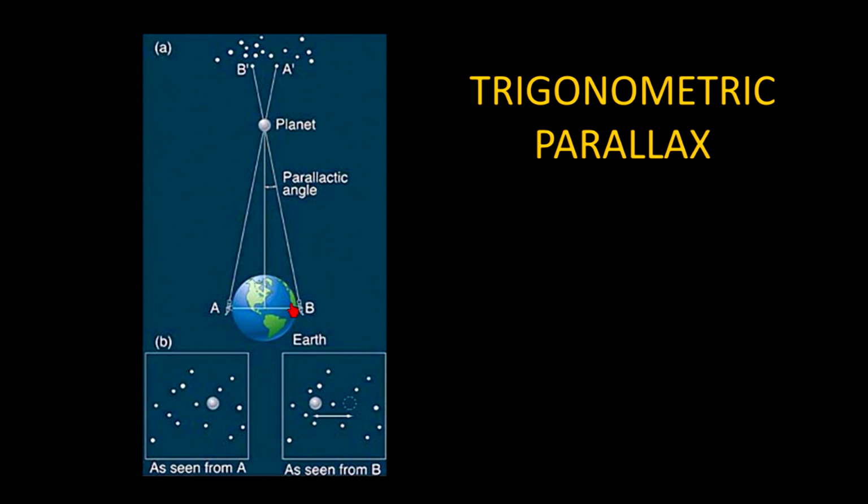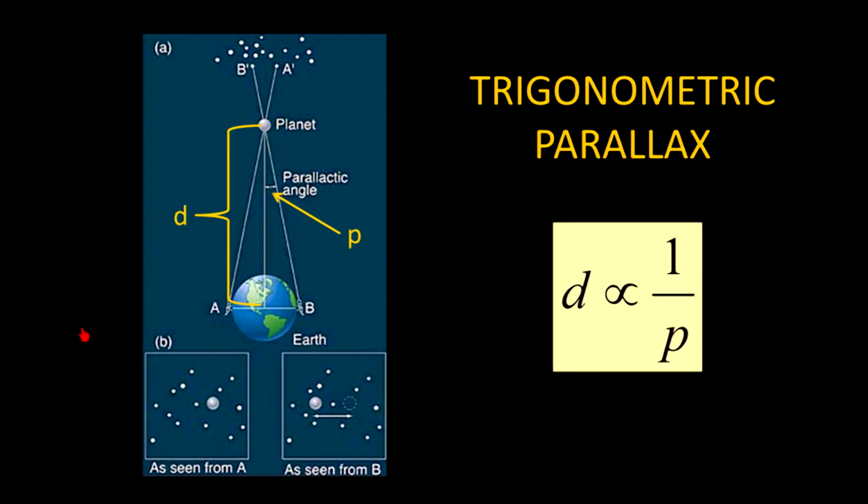Well, notice the triangle. So what we end up getting is the appearance of this planet shifting back and forth against the background stars, and it's all dependent upon our distance. So what I'm going to do is put in some variables, and I'm going to bring up a formula for you.